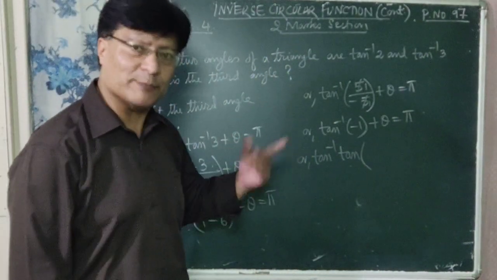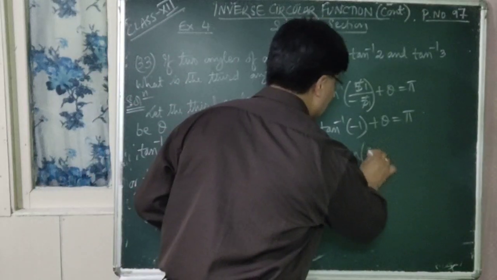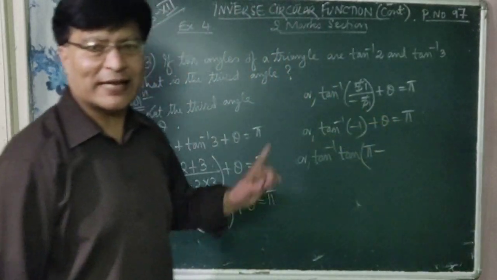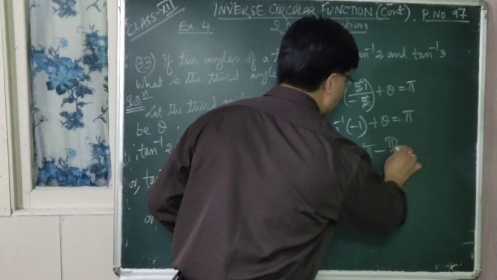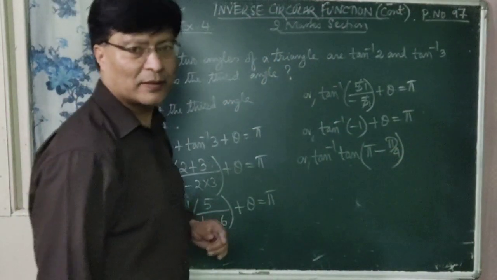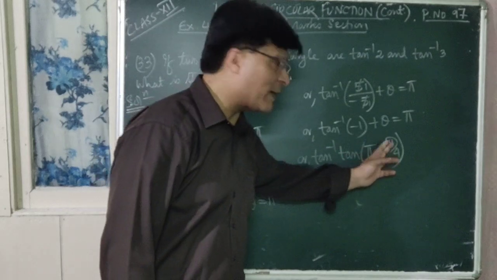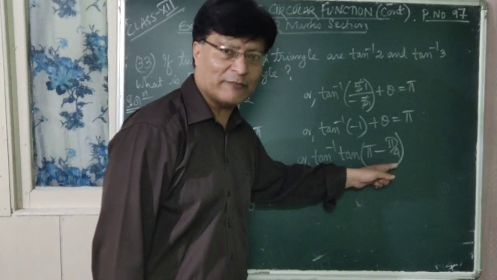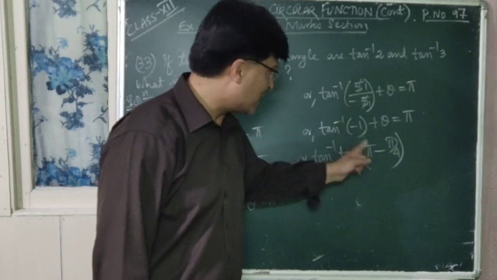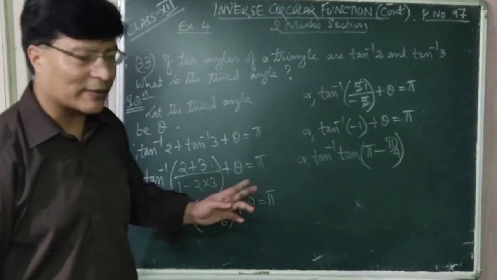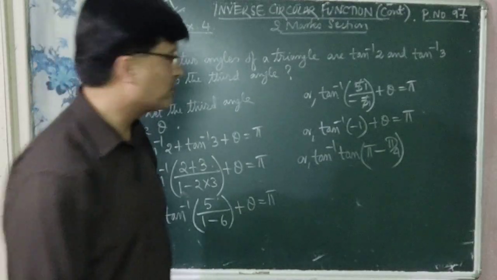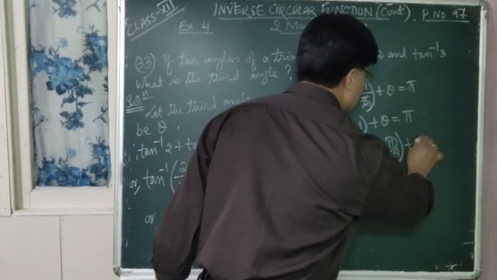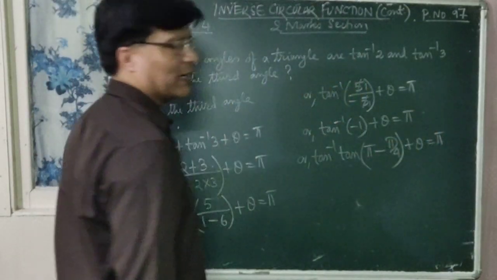Okay, 180 degrees means pi, so it is pi minus, now tan of which angle is 1? Pi by 4, so write pi by 4, right? That is tan of pi minus pi by 4 means minus tan pi by 4, which is equal to -1. So that's why instead of -1 you have to write tan of pi minus pi by 4. Is that clear?